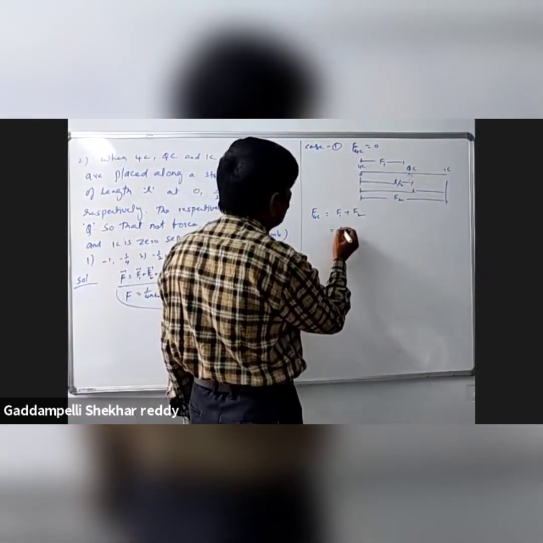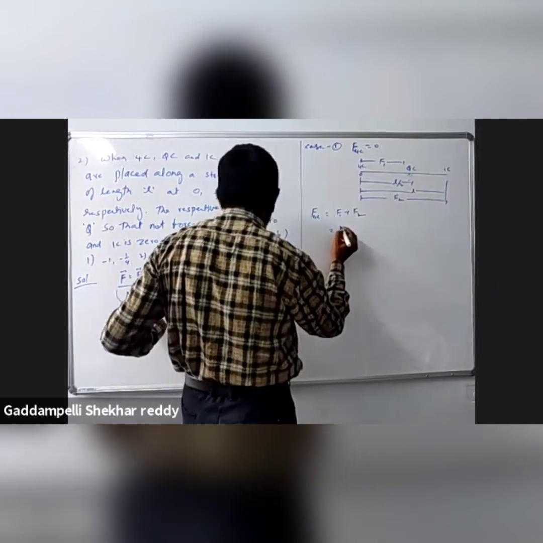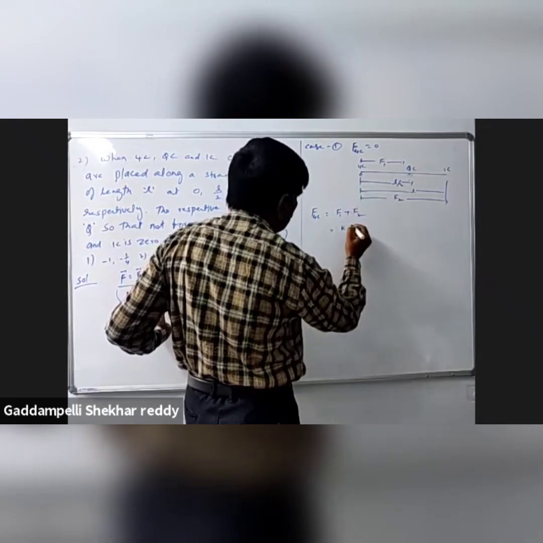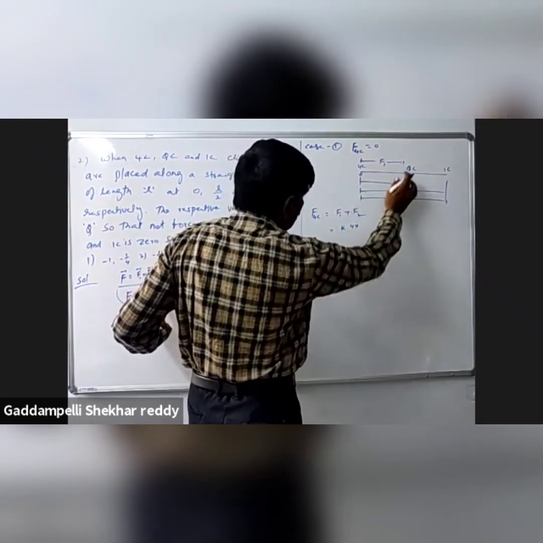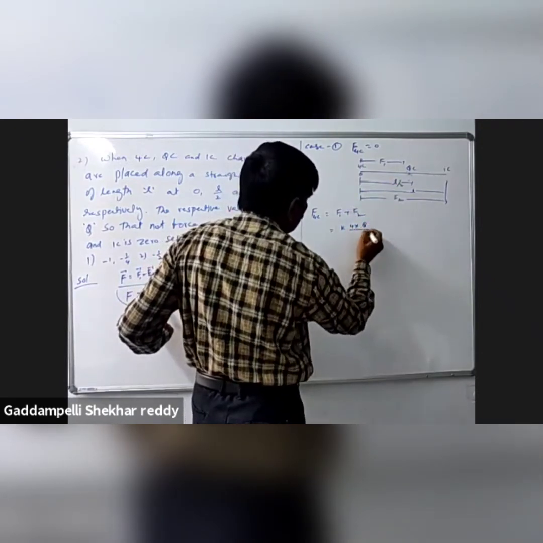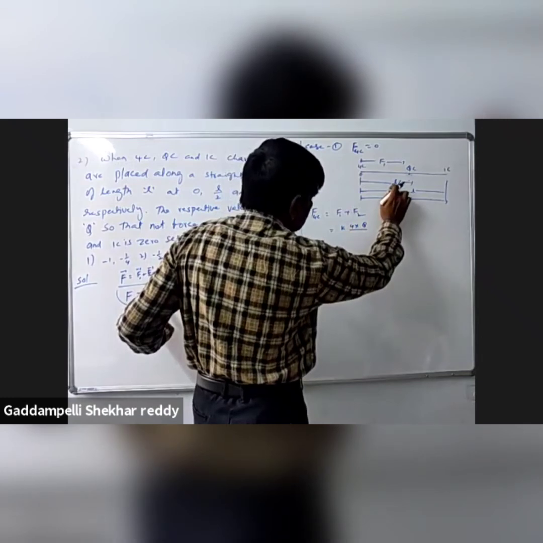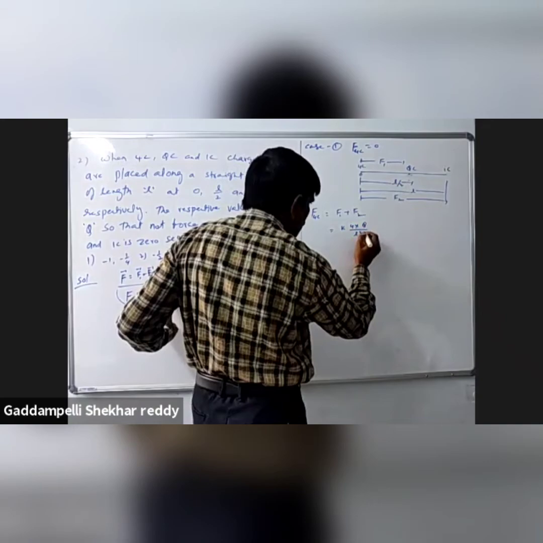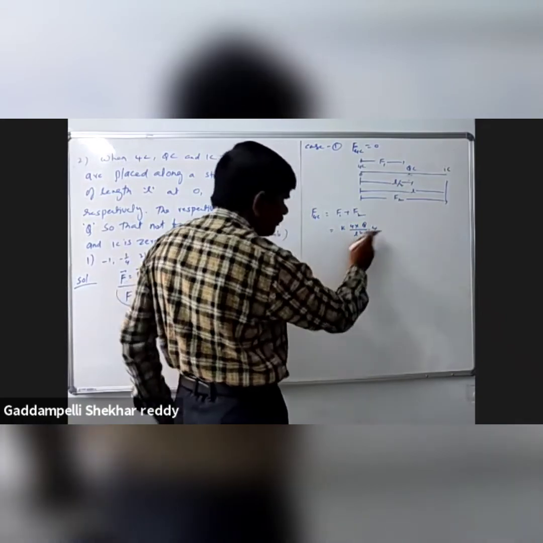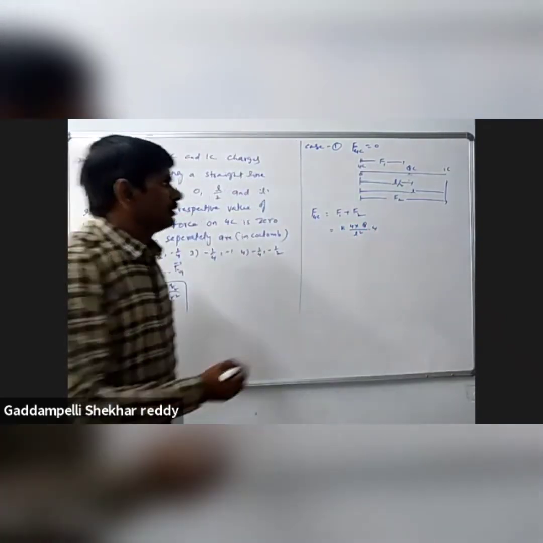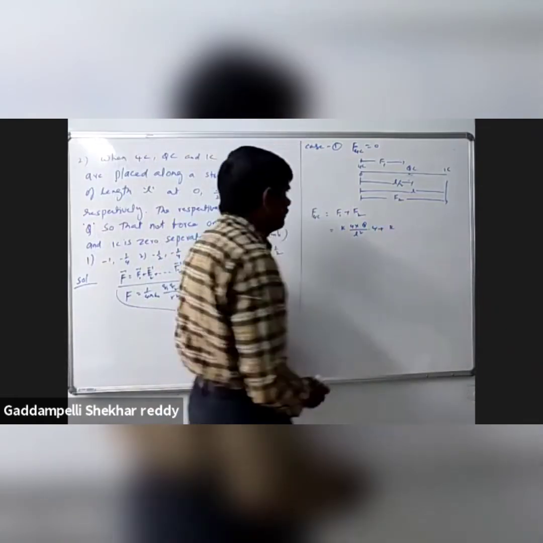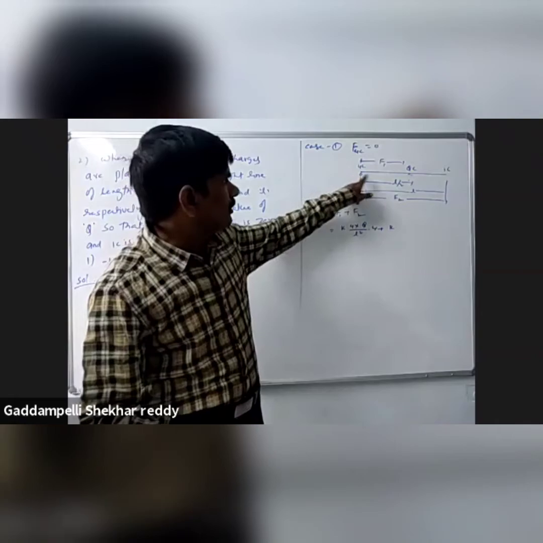So F1 value, how much? 1 by 4 pi epsilon naught, we consider K. Q1 is 4 coulomb, next Q2 is equal to Q. What is the distance? L, and here R is equal to L by 2, so L square by 4. Next plus F2 value, K is common.